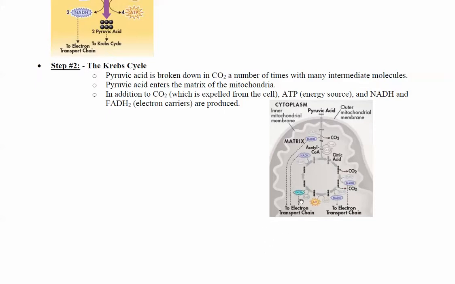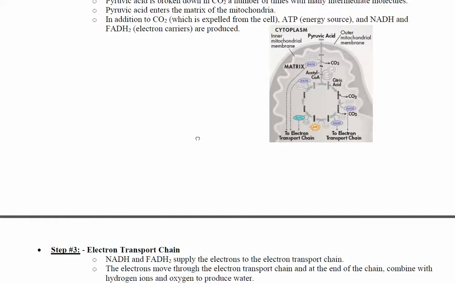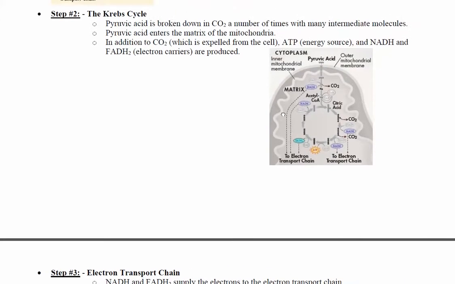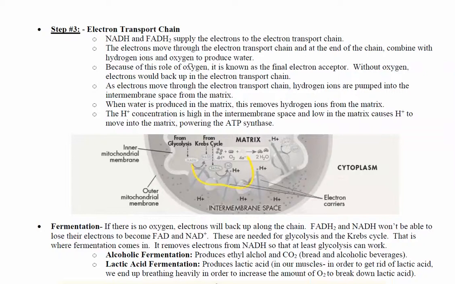FADH2 without electrons is called FAD. FAD picks up 2 electrons and 2 hydrogens to become FADH2. So FADH2 and NADH will then be shuttled off to the electron transport chain in order to create more ATPs, which is the ultimate goal of cellular respiration: to create usable energy in the form of ATP. That brings us to the third step. The FADH2 made in the Krebs cycle, and the NADH produced in the Krebs cycle and in glycolysis, are shuttled to the electron transport chain.